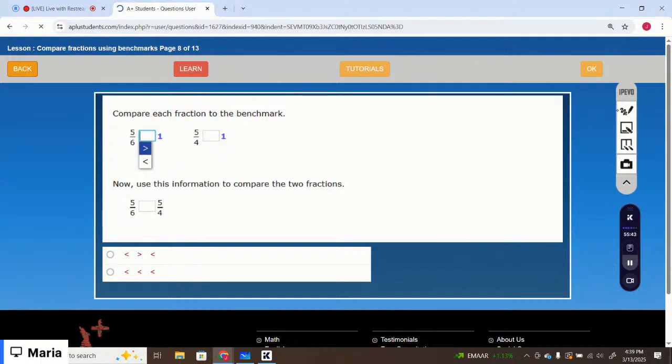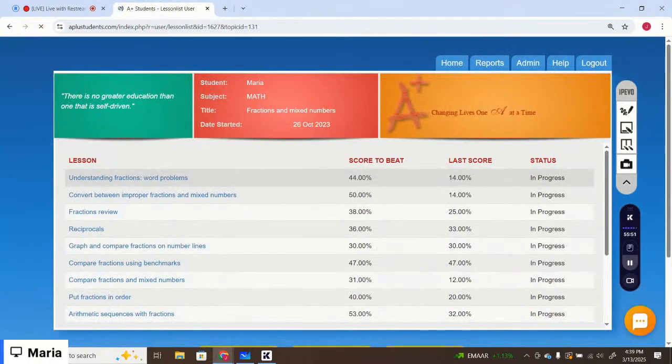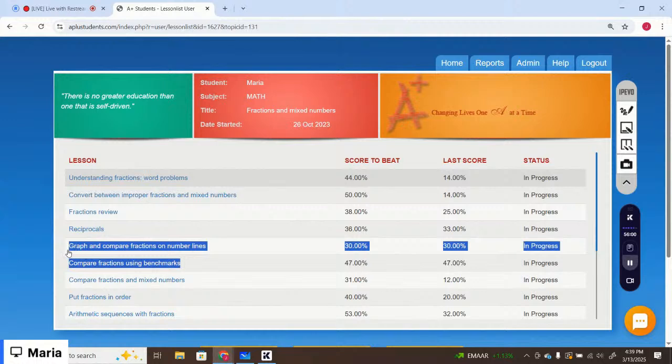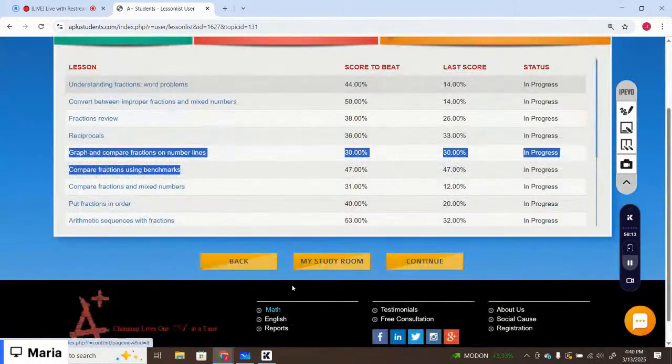So we were working on grade 5 math. There was some technical issue at the start, that's why I started late. But it's okay, don't worry, we'll cover the rest of the lesson in the next session. The chapter we were working on is fractions on number lines. The lessons we have covered today are graph and compare fractions on number line, and compare fractions using benchmarks. Please make sure before the next session you complete all the practice questions for the lessons you just did. That is your homework until the next session.